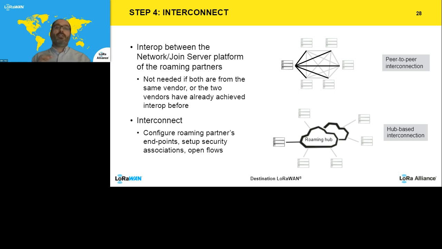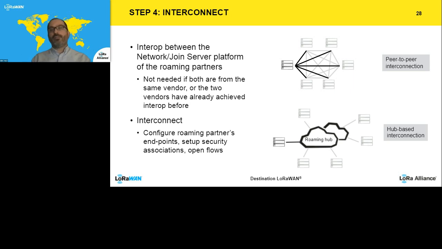But if the network servers are coming from two distinct vendors, you would like to ask them if they have done interop in the past for potentially other customers of theirs. If they have done that, then that's good. If they haven't, then you will need to ask these two vendors to carry out interop to make sure their implementation of the backend spec is fully compliant and there are no bugs and any incompatibilities.